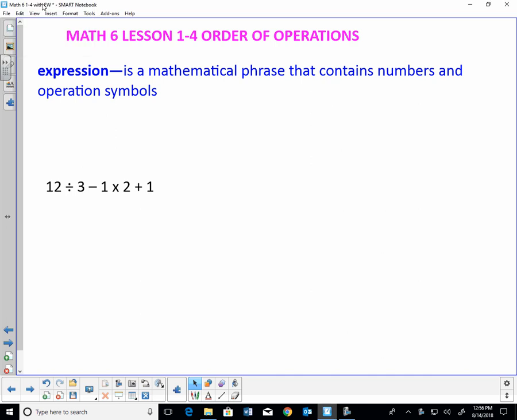This is Math 6, Lesson 1-4, Order of Operations. An expression is a mathematical phrase that contains numbers and operation symbols. It normally does not contain an equal sign. That's what causes it to be an expression versus an equation. So something along the lines of 12 plus 6 minus 2 times 8 divided by 4 is considered to be an expression.